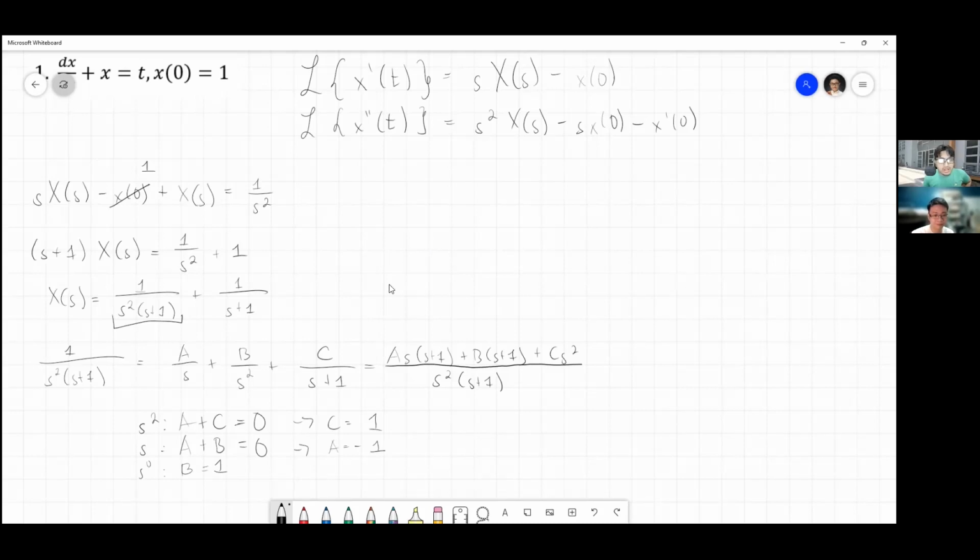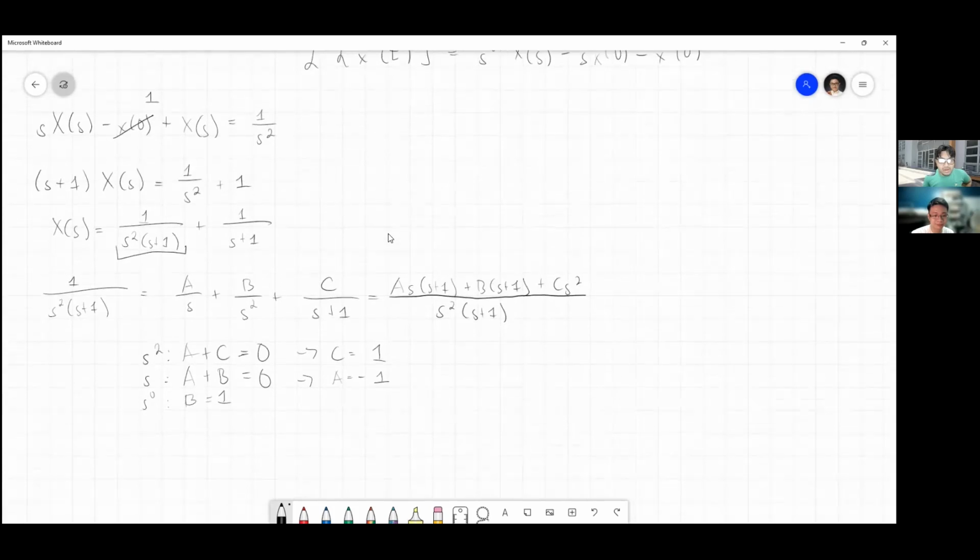Okay? So, breaking it down, meron tayong X of s, which is equal to A natin is -1 over s. Meron tayong B na 1, so 1 over s squared. And then yung C natin is 1 pala, sorry. So meron tayong plus 1 over s plus 1.